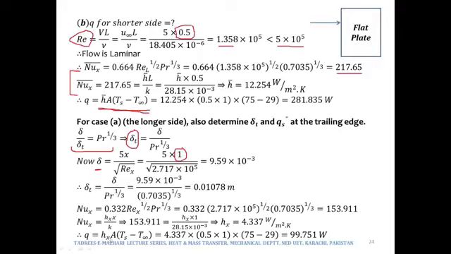And by putting it in this expression of Q, we get Q as 99.751 watts, and if we divide it by area so as to find out the heat flux, it would be 199.5 watts, right? So it would become twice of 99.7. So that is the end of the solution.